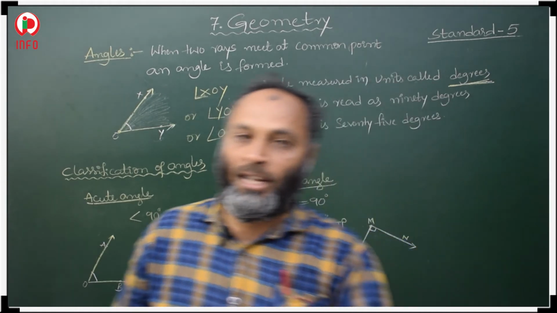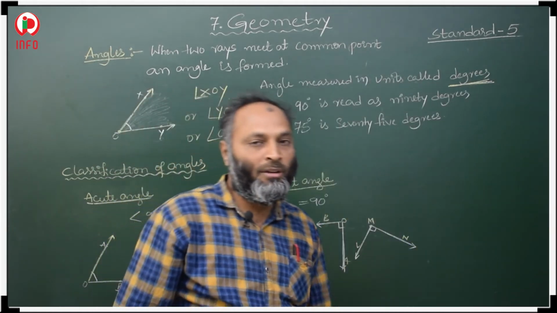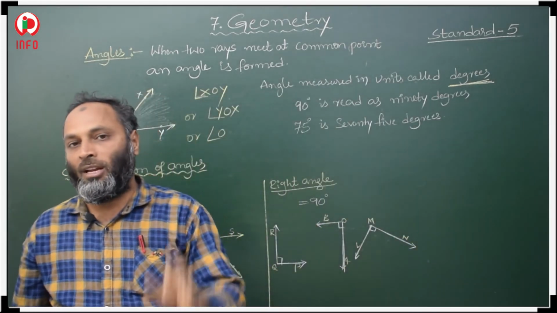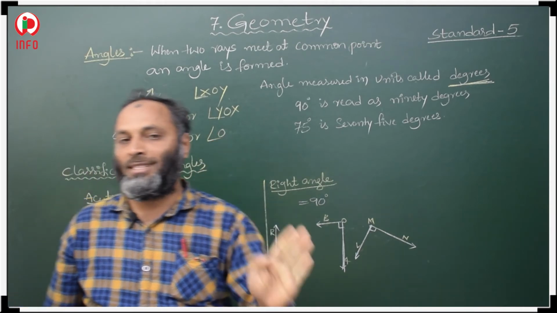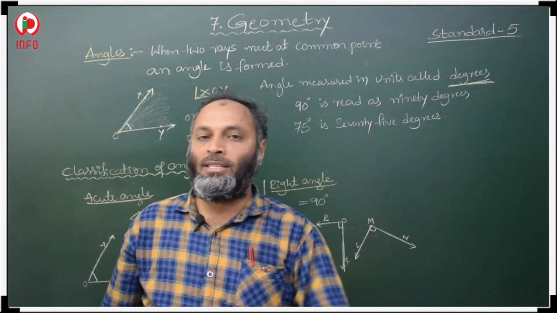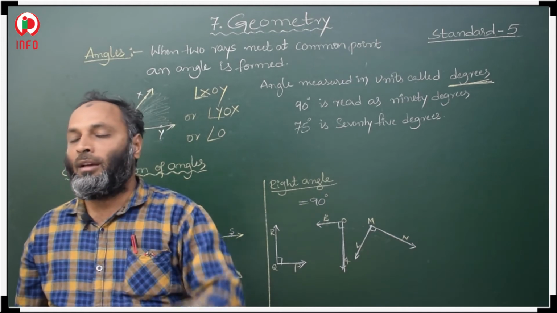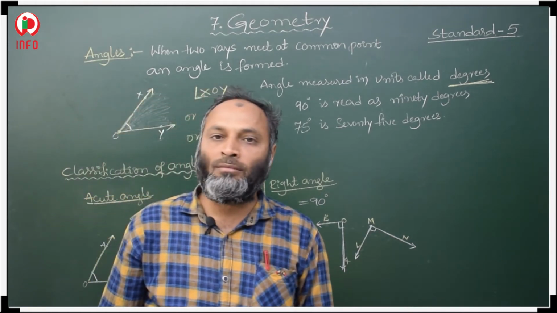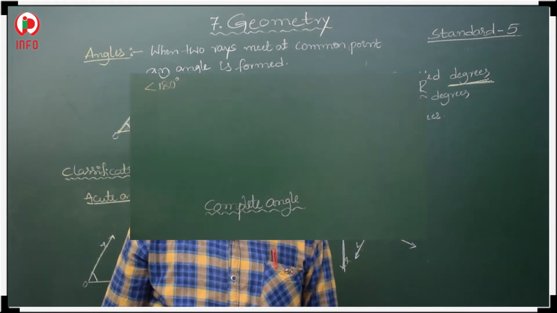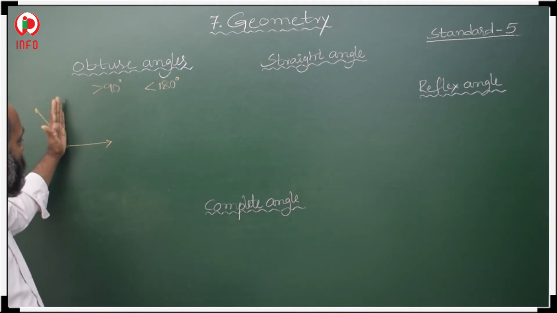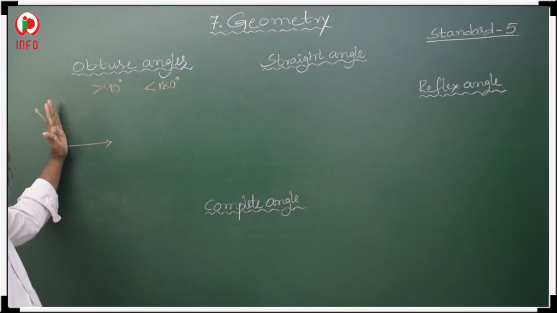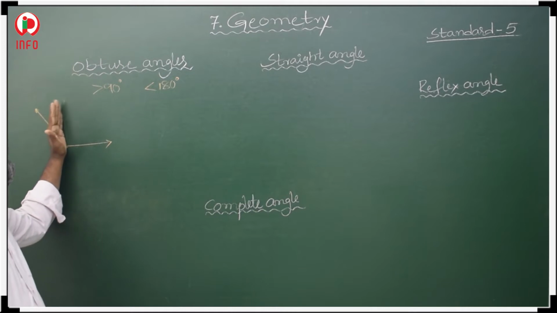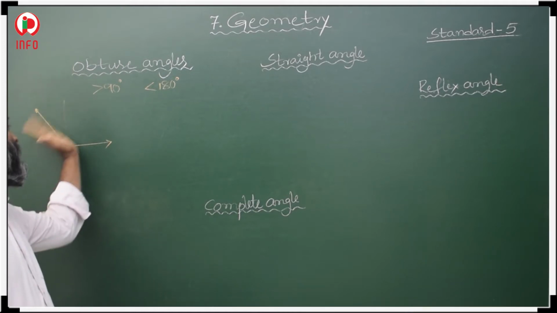Right angle means two sides are perpendicular. If two rays are perpendicular, if two line segments are perpendicular, then the angle is 90 degrees. So till here we have 90 degrees, it is in an L shape. Once it exceeds this 90, then it is more than 90 and less than 180.